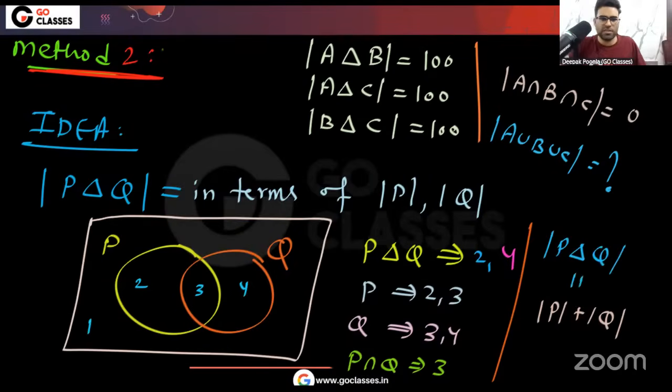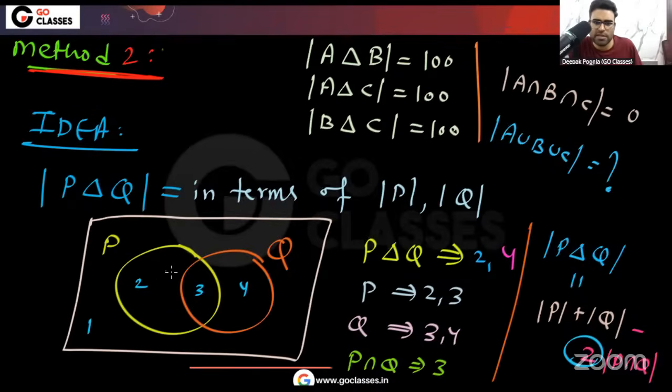So notice one thing, in this P symmetric difference Q, I want to count area 2 one time, area 4 one time. I don't want to count this area 3. So if I write size of P plus size of Q, then this area 3 I have counted 2 times. So both these times I have to remove, yes or no? I have to remove this P intersection Q 2 times. I hope you understood this. Is this clear? See, actually it is very simple.